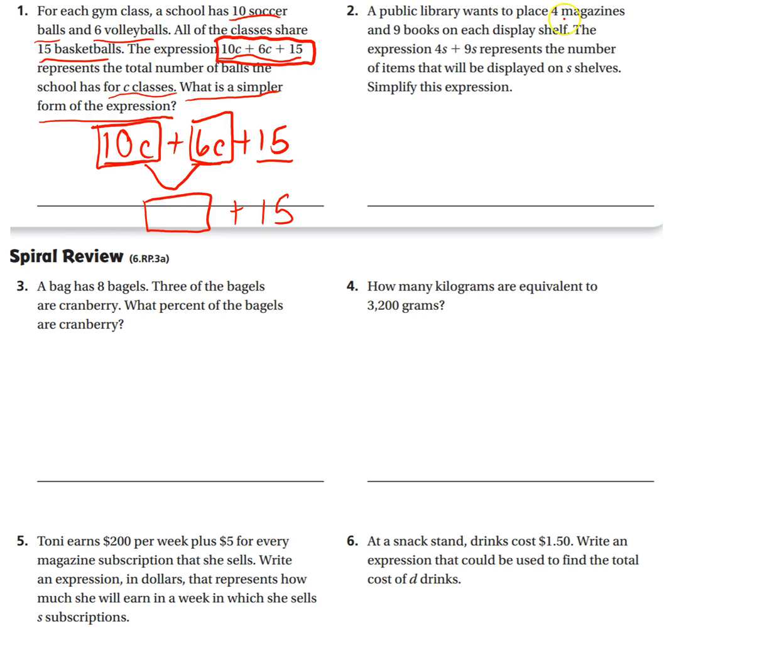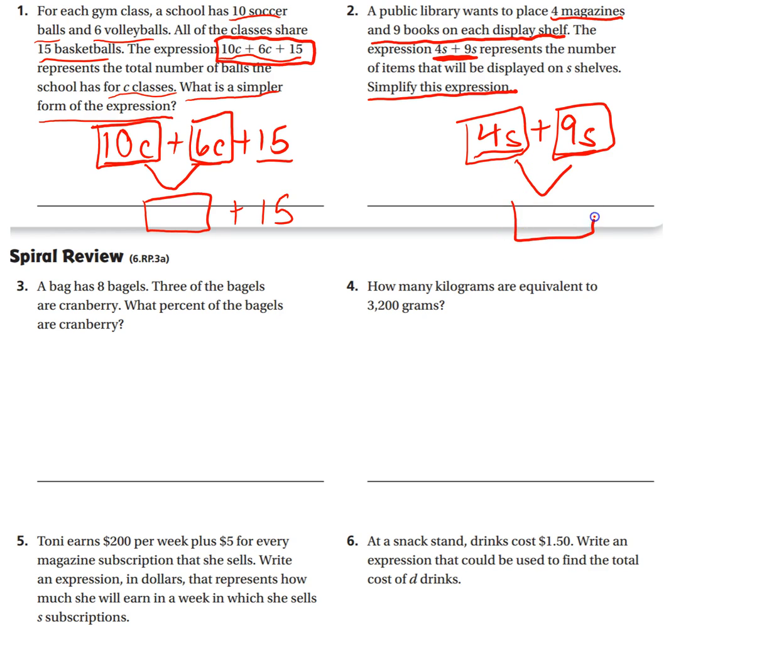A public library wants to place 4 magazines and 9 books on each display shelf. The expression, there's our expression, and then it says simplify the expression. So I'm going to rewrite it, 4S plus 9S. I have 2 terms here. Remember, terms are separated by an addition or a subtraction sign. So I have 2 terms. They both have the same variable and the same exponent. In this case, the variable S, and neither one of them has an exponent. So I can combine these 2 into 1 term.